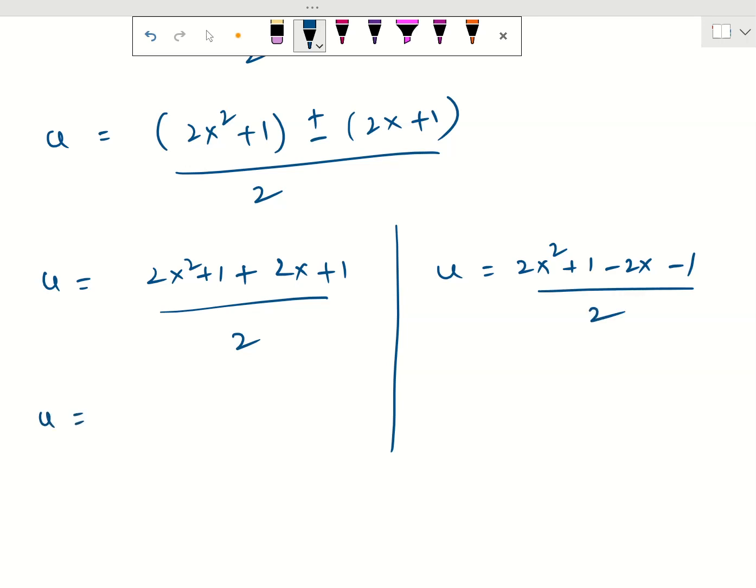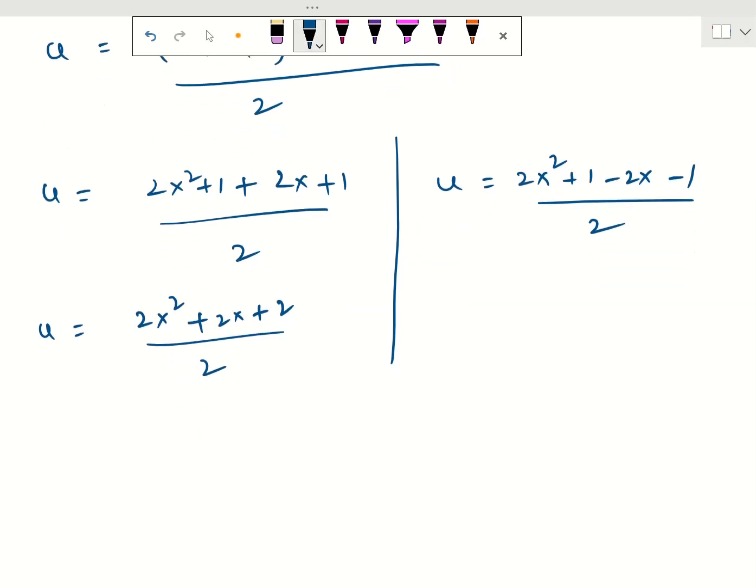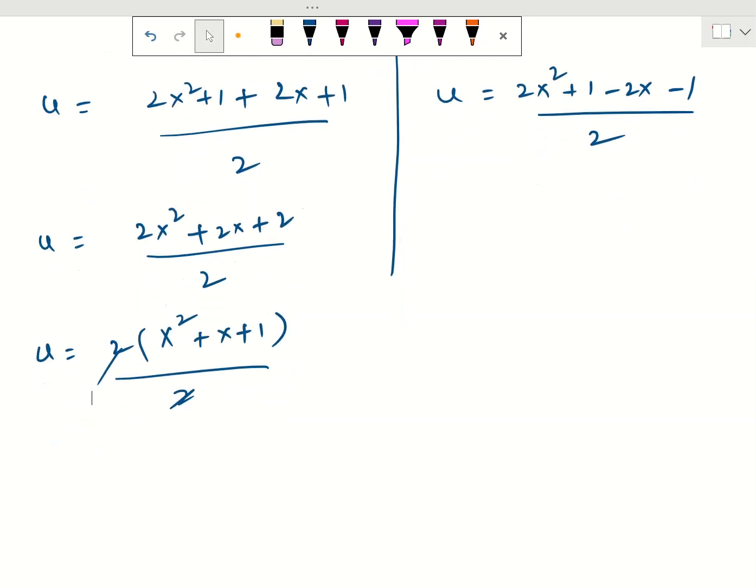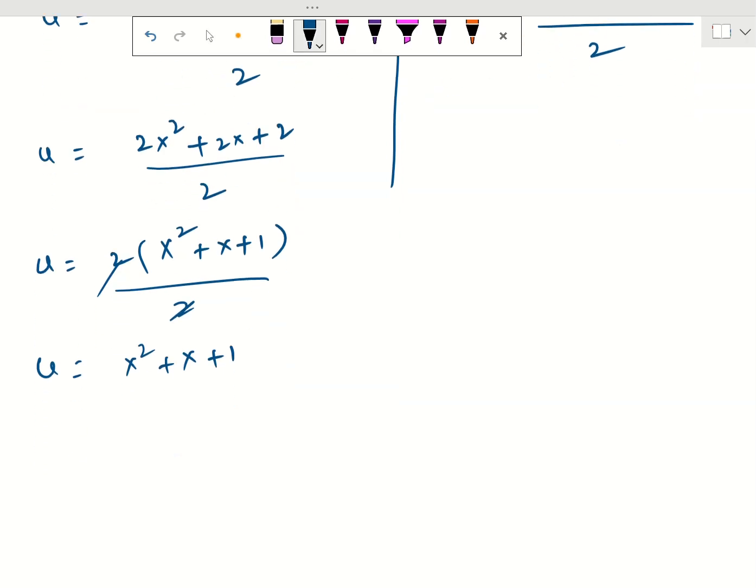And if we solve the first one, then we'll be having 2x square plus 2x plus 2, since 1 plus 1 is 2, divided by 2. And if we solve this further, taking 2 common out, we will be having x square plus x plus 1 divided by 2. The 2 will get cancelled, and we'll be having the value u is equal to x square plus x plus 1.